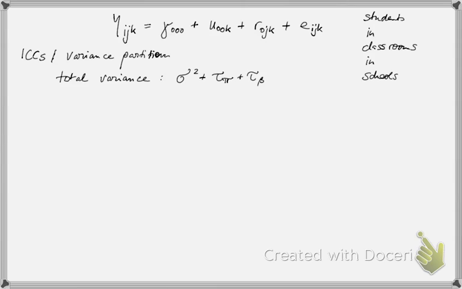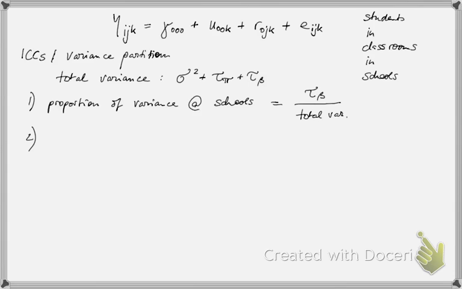So the first thing, let's say we want the proportion of variance at the school level. So how much of the outcome variance is attributable to the school level? The school level is level 3, so that's your tau beta. So that would be your tau beta divided by the total variance.